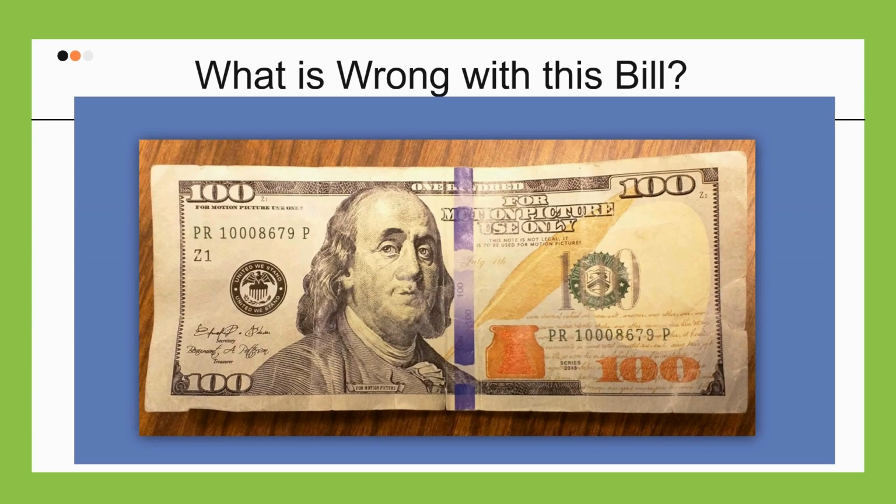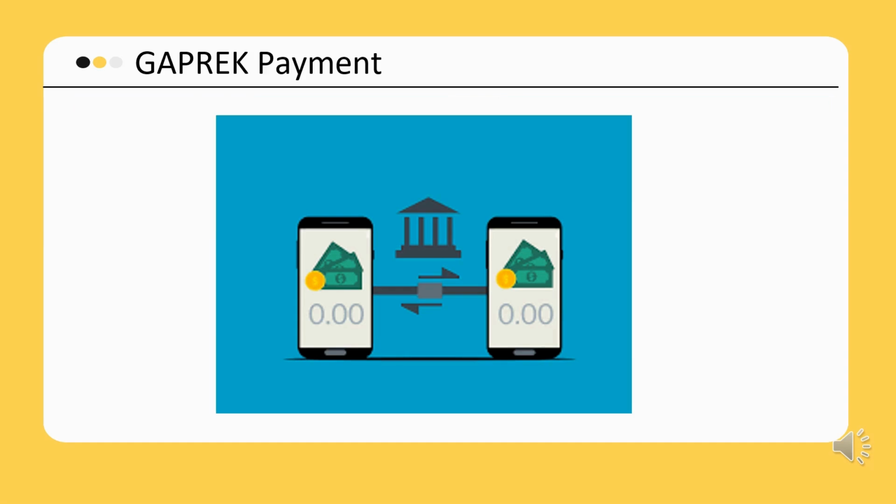Okay, what is wrong with this bill? Again, details matter. Look at the $100 bill closely. Do you notice anything that would make it invalid? That's right. It says it is for motion picture use only. This $100 bill was created for a film set here in Georgia.